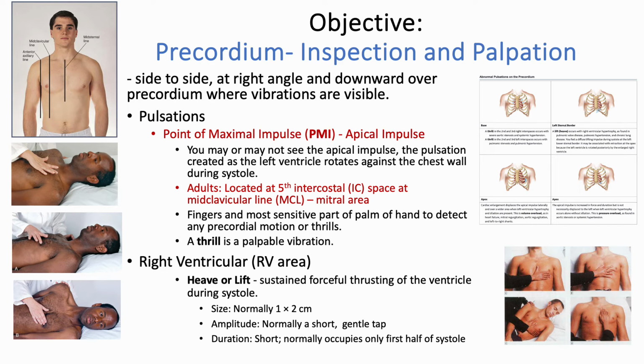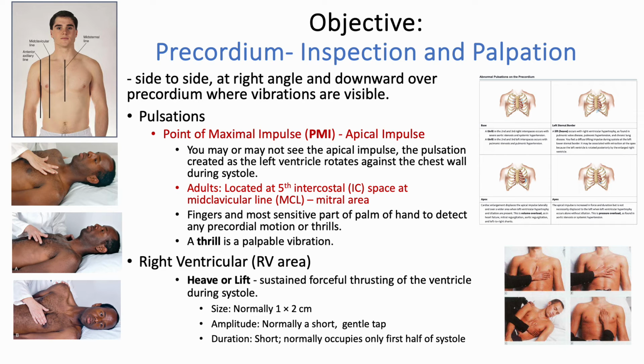Now we're going to inspect and we're going to palpate. And we're going to look over the precordium area, again, the area over the heart and the great vessels. And we're just checking. We're making sure that there's no visible pulsations. And those visible pulsations usually occur in the ventricular areas. These are called heaves and lifts. And heaves and lifts are this thrusting force of the ventricle during systole. And when you see it, it can tell you that the heart is working very hard.